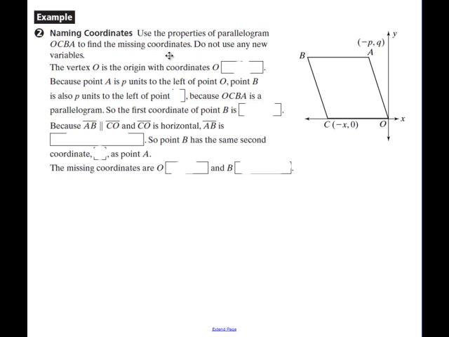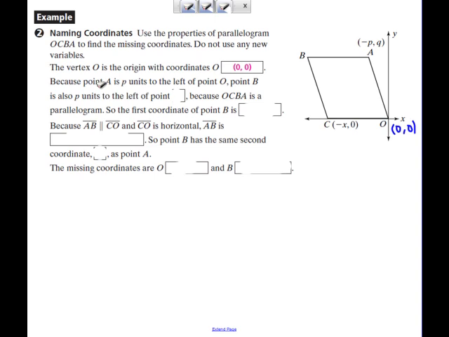Whenever we take a crack at these things, we can always use the example. It's there for a reason, to show us how to do it. So if we continue to read on, it says the vertex O is the origin with coordinates. Well, we should know that the coordinates of the origin are always going to be where the x and y axes cross, and the coordinates there are going to be 0, 0. So if this is our starting point, we can write that in there, 0, 0, just for reference.